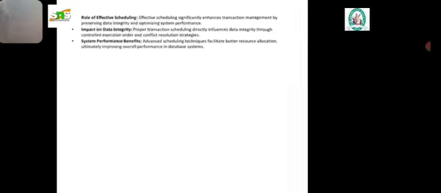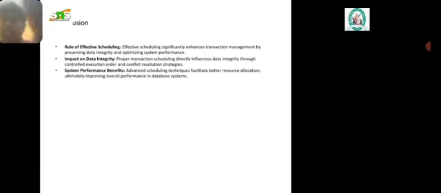Those are the conclusions. Effective scheduling and its impact on data integrity and system performance: effective scheduling enhances transaction management by preserving data integrity and optimizing system performance, and it has a proper impact on data integrity.